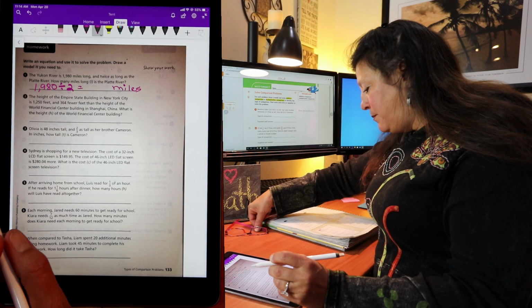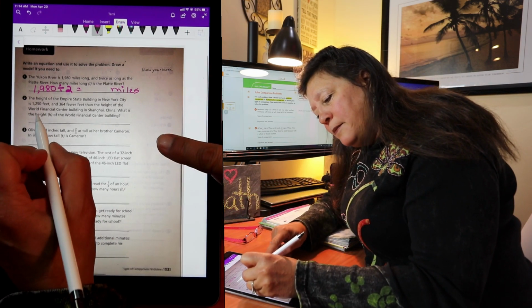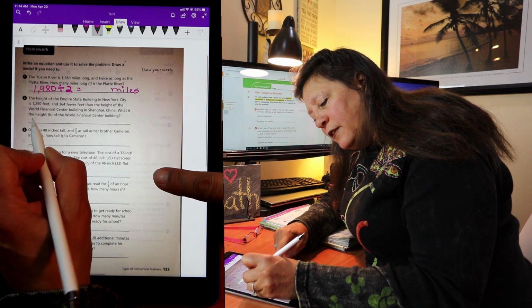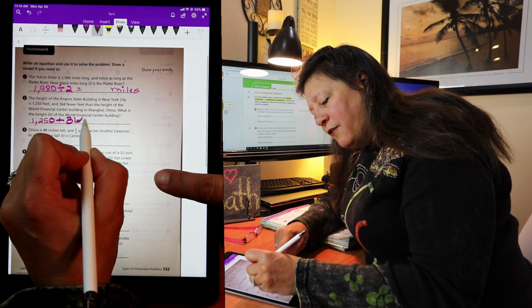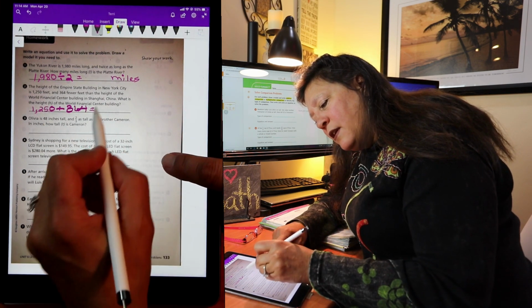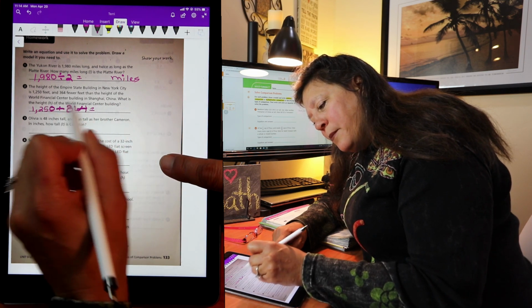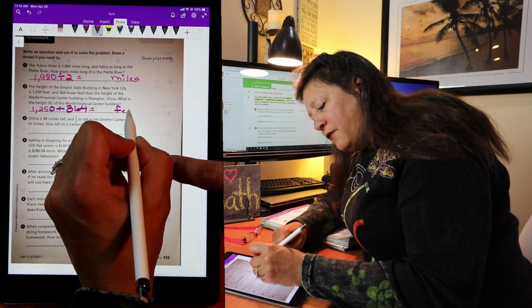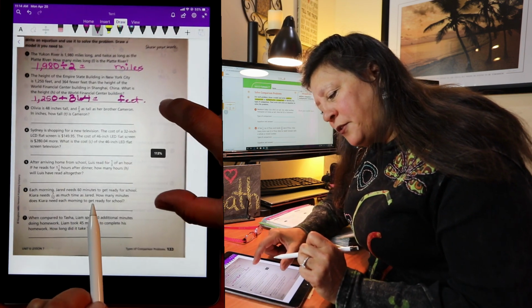Okay, well, what you're going to be doing is, because it is fewer than that building, the World Financial Center, you're going to take 1,250 and add that 364, and that's going to give you the height of the World Financial Center. And you're going to go back, and their measurement is feet. That's your label.